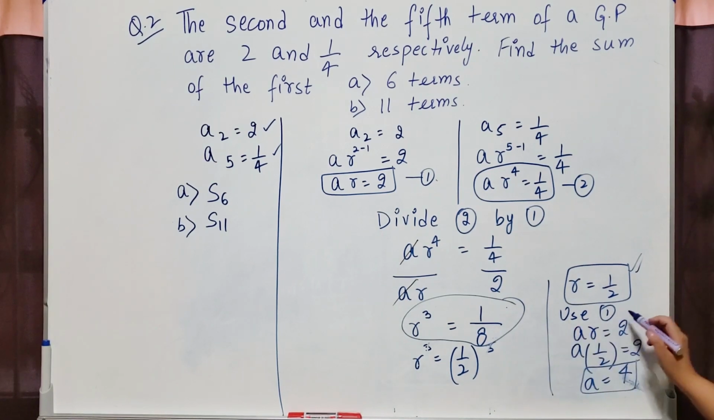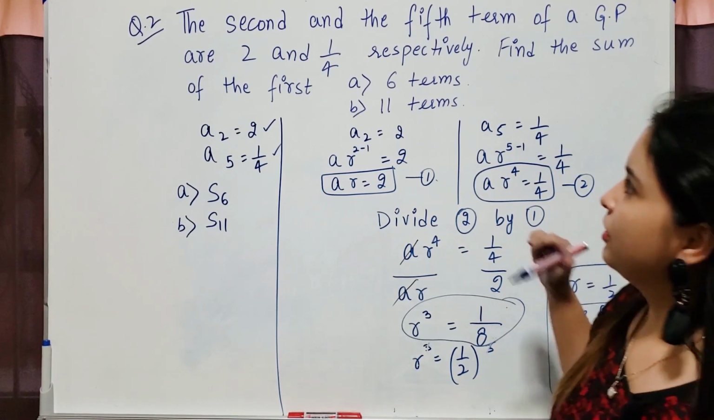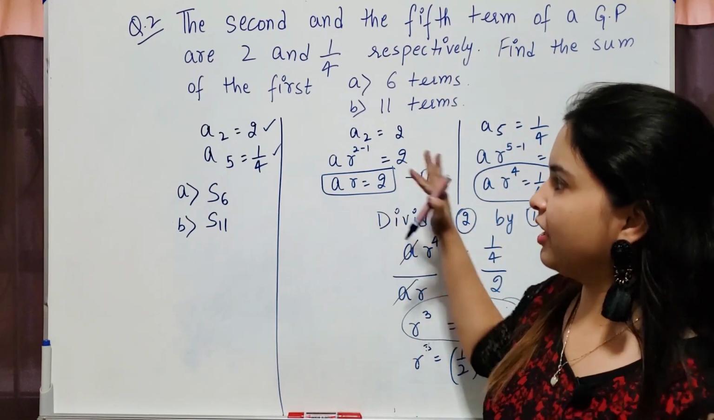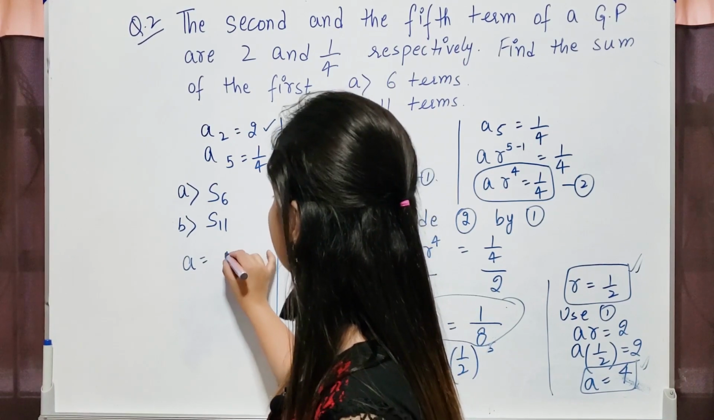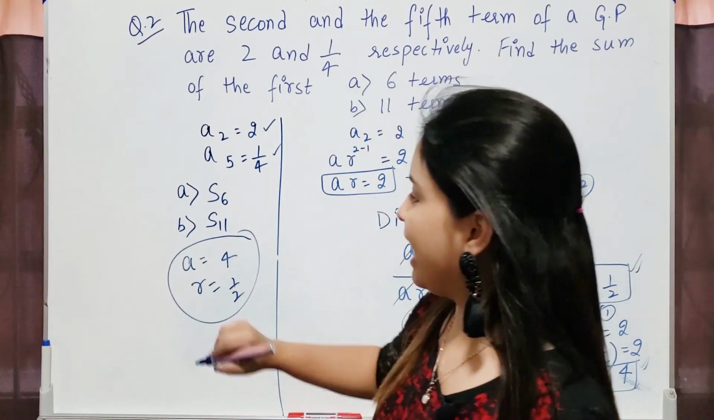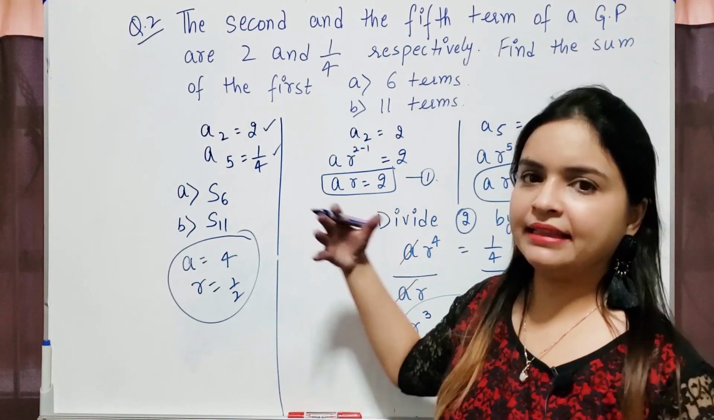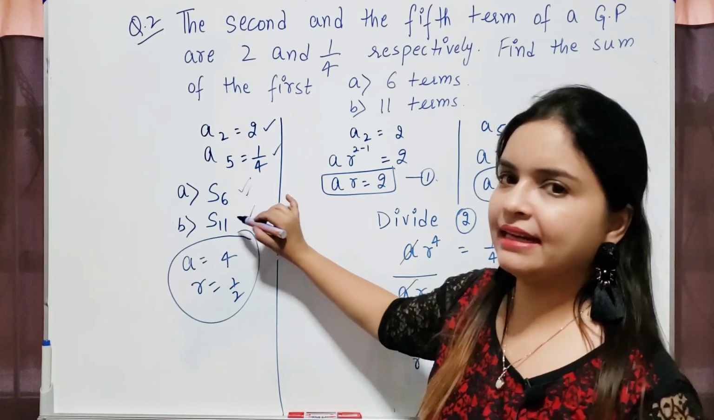Suppose I substituted my R in equation 1. Equation 1 was AR is equal to 2. So R is 1 over 2. So after this, A came out to be 4. Now, after solving all this, I got A as 4 and R as 1 over 2. Now, I can use A and R and then I can solve this to find the value of S6 and S11.